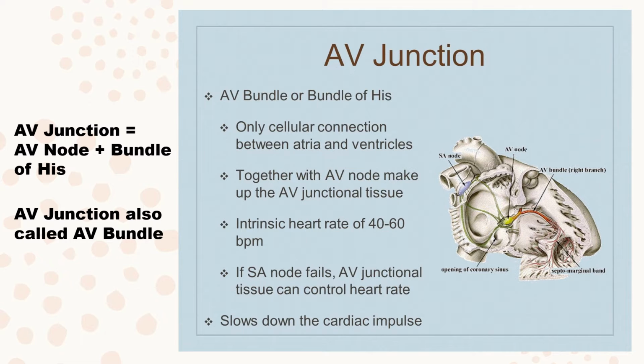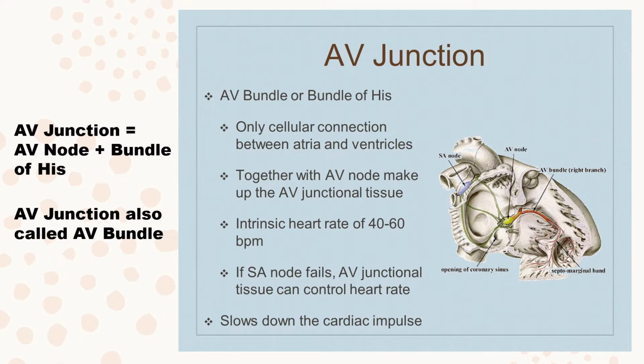So the first thing is some terminology. When we're talking about the AV junction, we're talking about two things: the AV node and the bundle of His. If you remember from your initial lecture in EKGs, and all of the cardiac physiology you've had in the program, the AV bundle, or the bundle of His, is the only cellular connection between the atria and the ventricles. So the bundle of His, together with the AV node, makes up the AV junctional tissue.